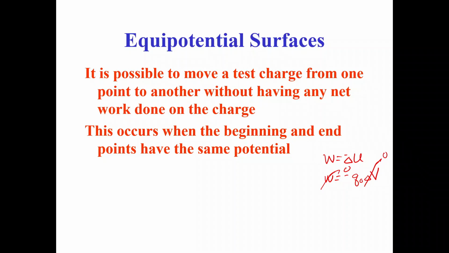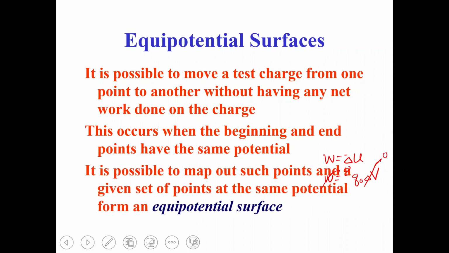Now this could be a 2D or a 3D surface. It could be some normal geometric shape or anything else. So we can map those out like you did in your lab. As long as you start and end a particle on that equipotential surface, no matter what happens in between those 2 points, you know there'll be no work done and therefore no change in energy.